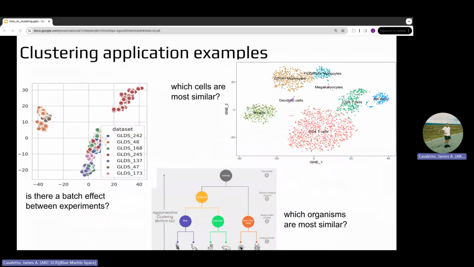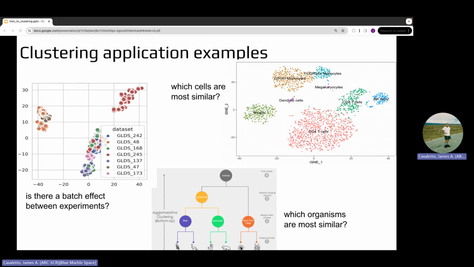There are several applications of clustering, three of which are shown on this slide. One application is to determine whether there are what are called batch effects in the data set. A batch effect in RNA sequencing is a technical artifact that manifests when the same experiment is conducted with a certain bias. In this example, there are 7 datasets from GLDS, the old name for OSDR. It is clear that these experiments have batch effects.